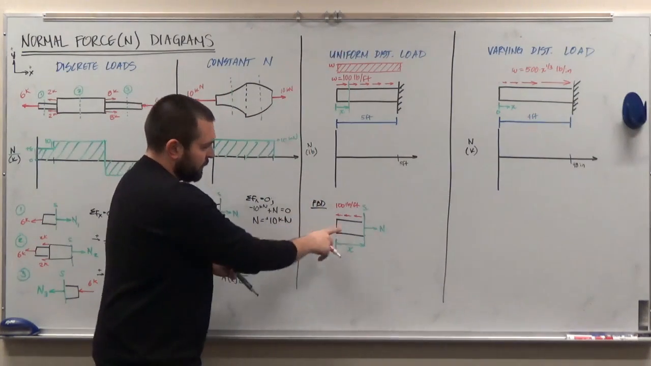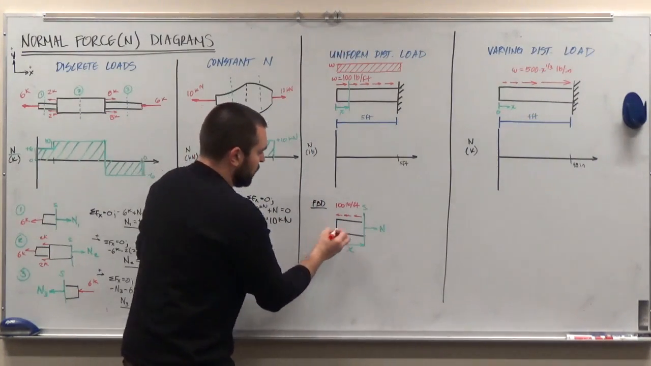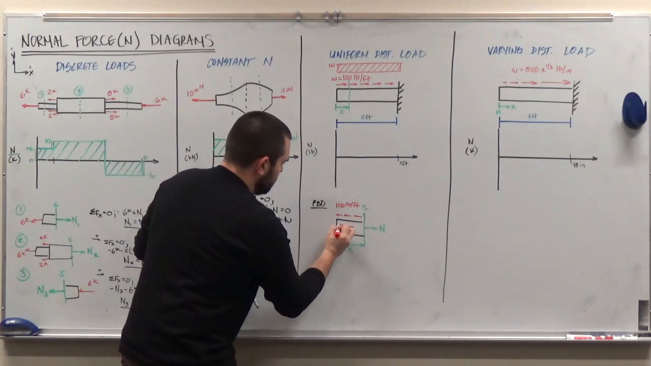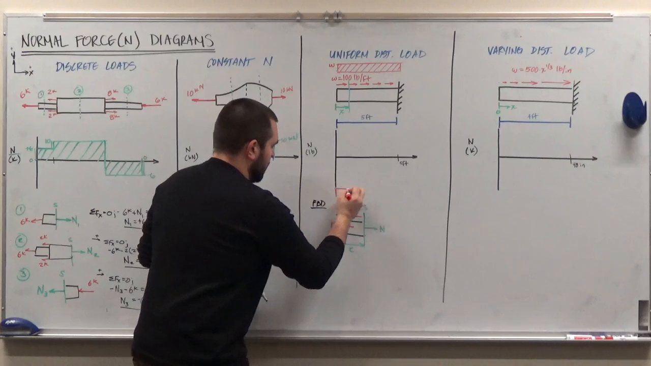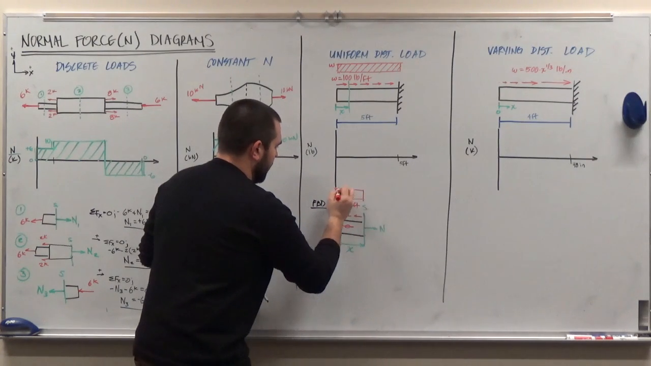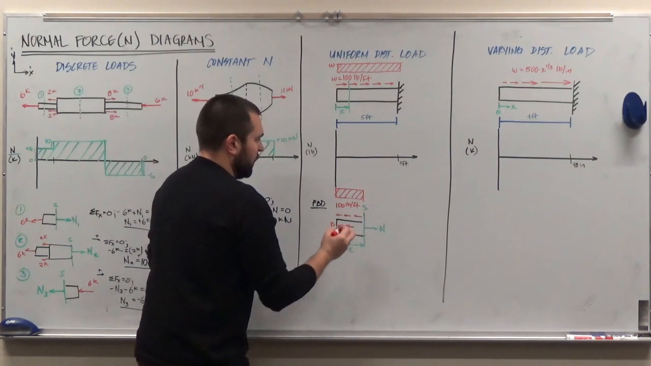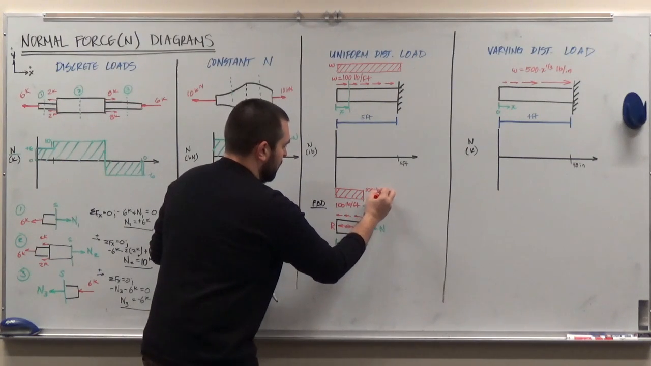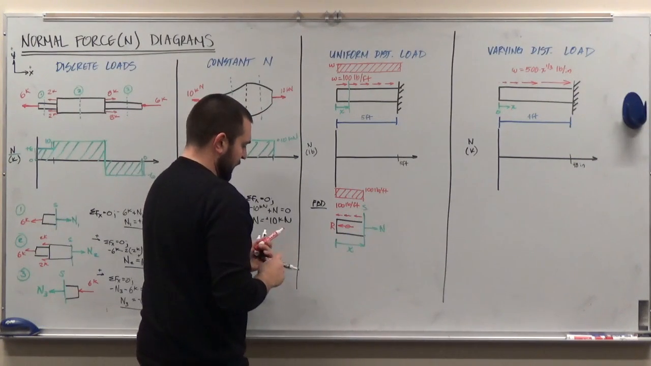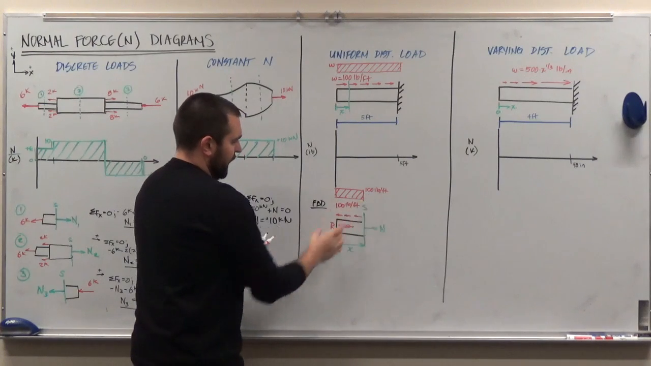And the same thing applies for the free body diagram. My resultant force, I'll just call it R, is equal to the area underneath this loading diagram. All right, my loading diagram has a magnitude of 100 pounds per foot, and it has a width of x.